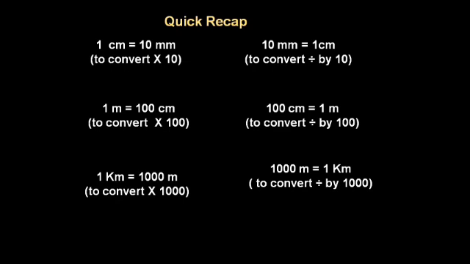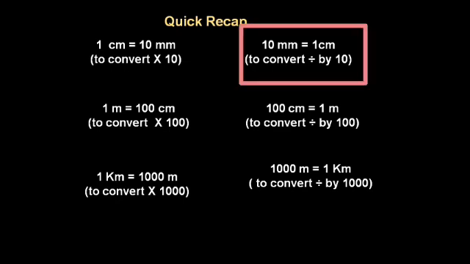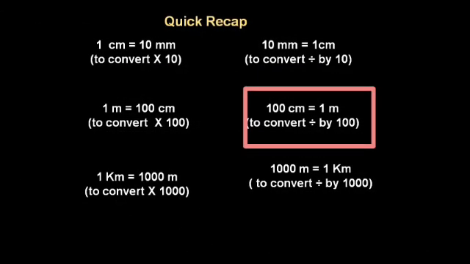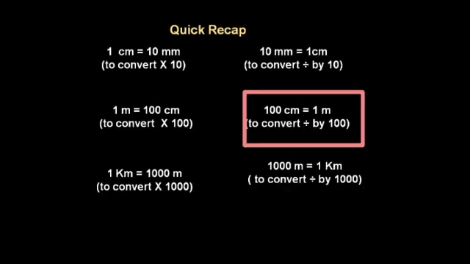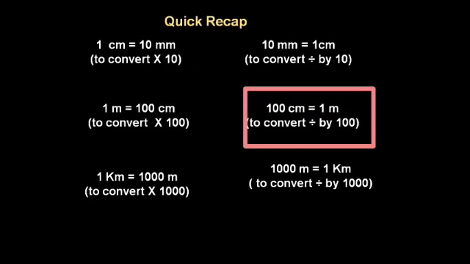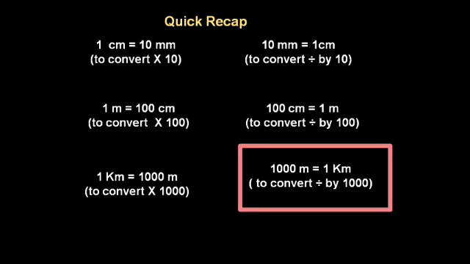Further, we have studied 10 millimeter is equal to 1 centimeter, which means whenever millimeter is converted into centimeter, we need to divide by 10. 100 centimeter is equal to 1 meter, which means while converting centimeter to meter, we need to divide by 100. 1000 meter is equal to 1 kilometer, which means whenever meter is converted to kilometer, we need to divide by 1000.